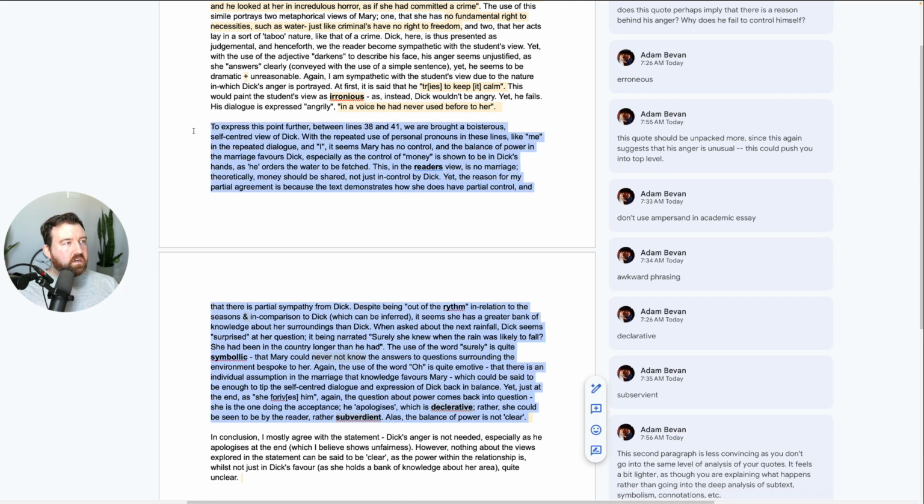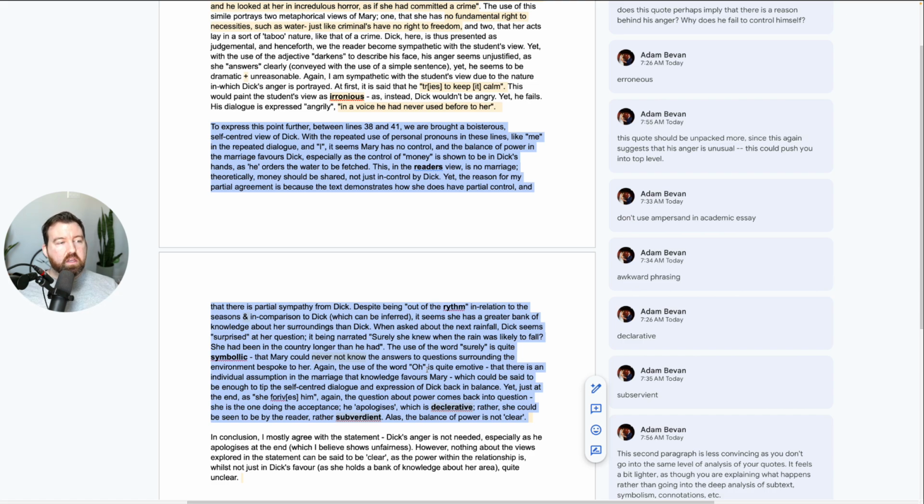So this whole paragraph really needs redrafting. We need to get to it more clearly at the beginning. We might say that since Mary has more knowledge of the land, she seems to have a bit more power. Also, the fact that she is the one that chooses to accept his apology, that also suggests she has a bit more power, and maybe it isn't clear.